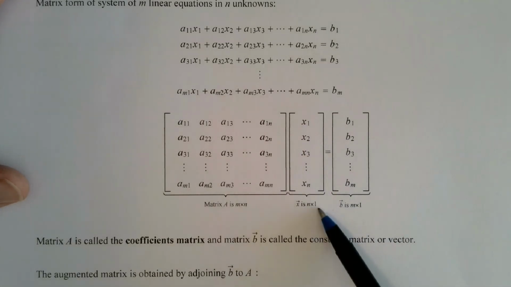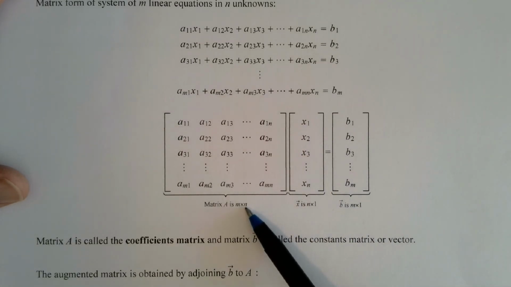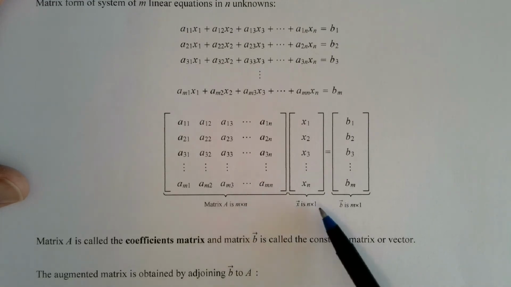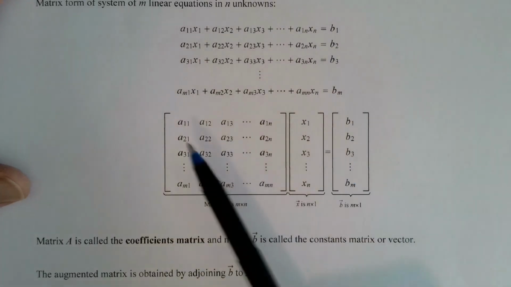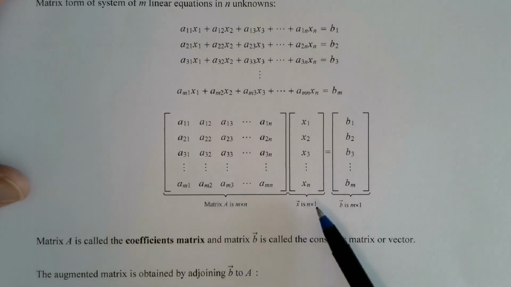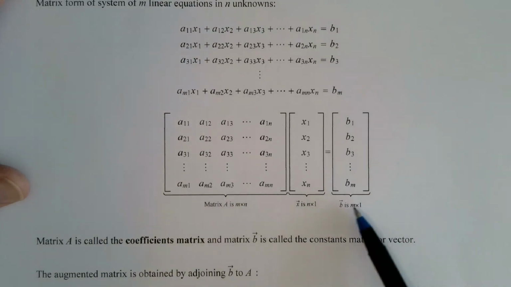That's an n by 1. Notice I can do this multiplication because the n's match up, right? The n's match up. And what's the resulting size? M by 1. And that m by 1, these are the constants, right here. So notice when I do the multiplication, I get an m by n times n by 1 gives me this m by 1 equation.